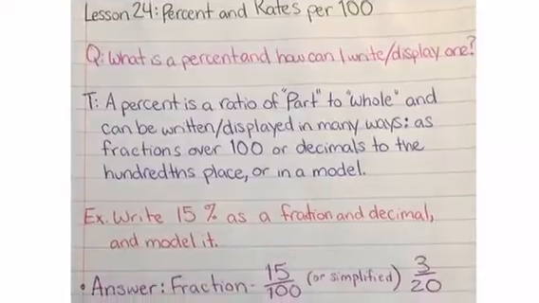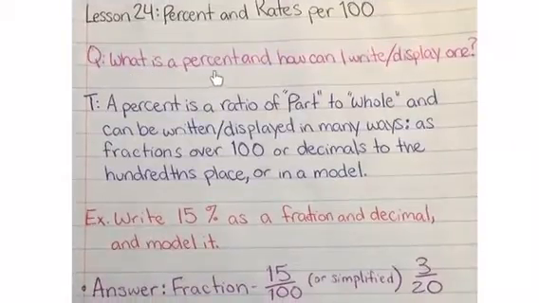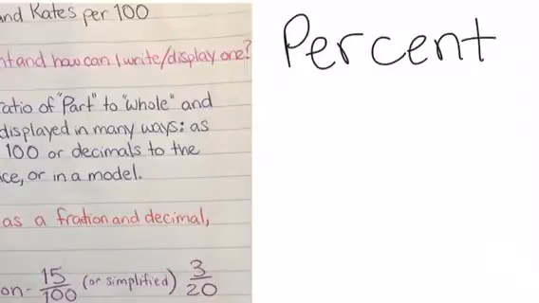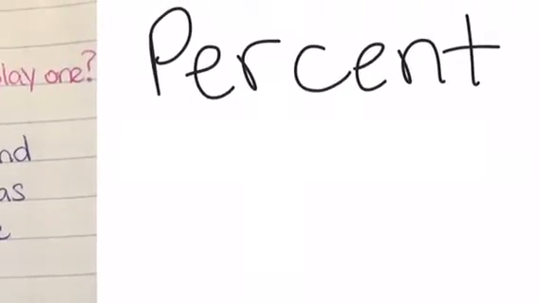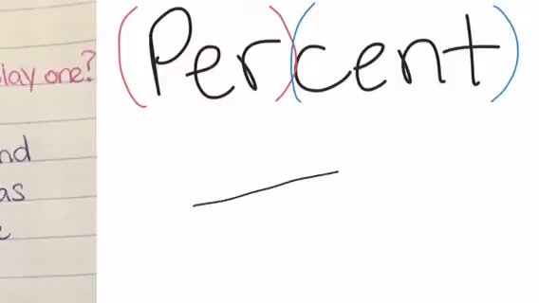The question we're going to seek to answer in today's lesson is, what is a percent and how can I write or display one? Before we go any further, I want to break down this word percent. If we look at it closely, we see something pretty neat. If we break it into two, we see the word per and the word cent. What we have talked about previously in class is that the word per is represented by our fraction bar. Remember that?